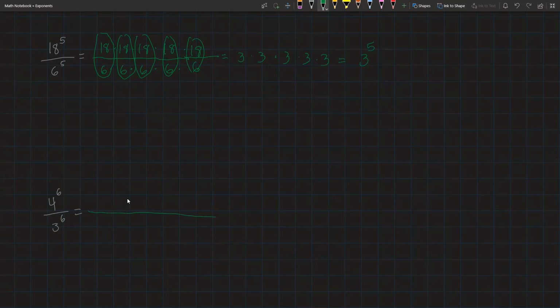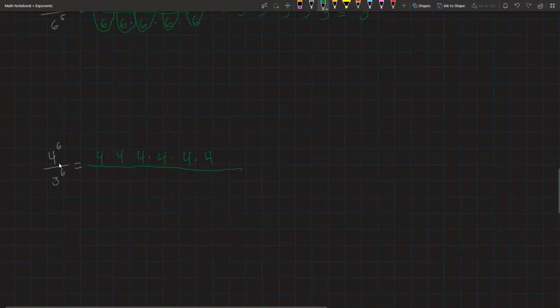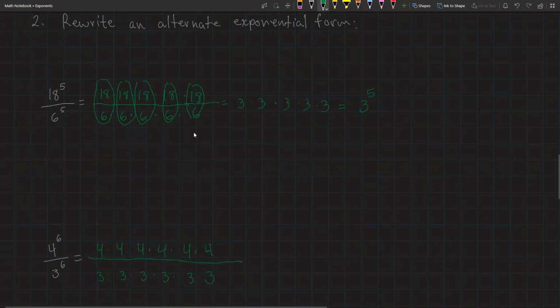Let's expand it. How many 4s are required for the numerator? It is 6. 1, 2, 3, 4, 5, and 6. And what happened in the denominator? There are 6 3s. 1, 2, 3, 4, 5, and 6. And notice that in the previous problem, that was able to simplify nicely. This time it doesn't simplify, but what we can rewrite is the fraction. How many times do we have this fraction? And the fraction is 4 over 3. So I'm going to rewrite 4 over 3, 4 over 3, how many times? It is 6. So there it is.